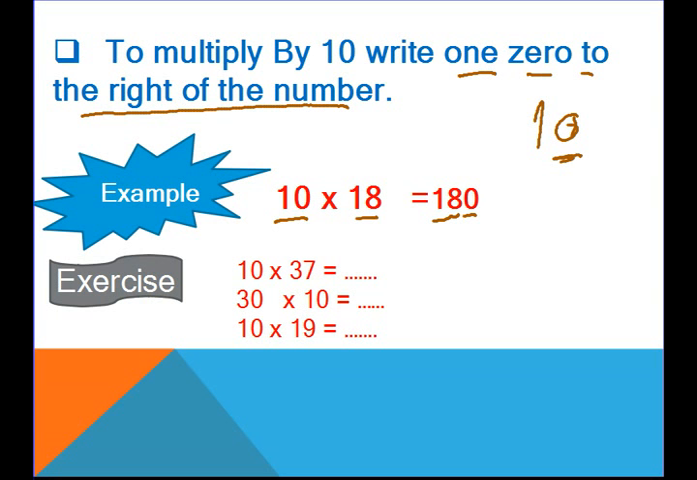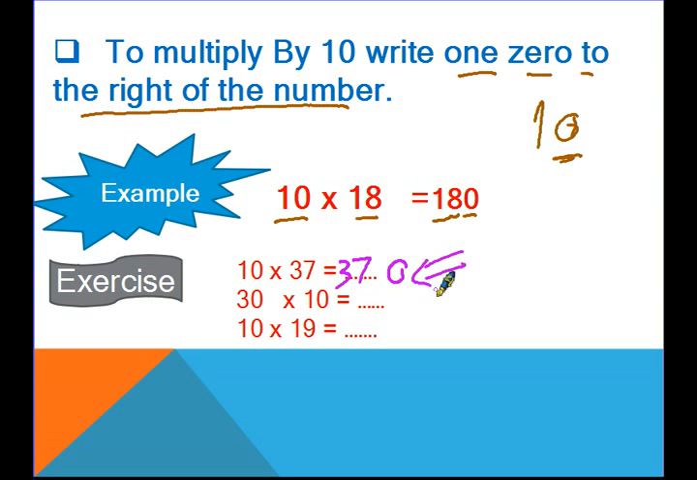Okay, let's see this small exercise about what we said. If I say 10 times 37, the 10 just contains 1, 0, and I will put the 0 of the 10 to the right of the number. And 1 times 37 equals 37. So the result will be 370.